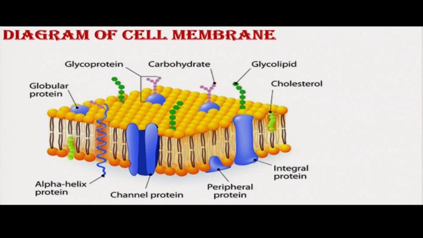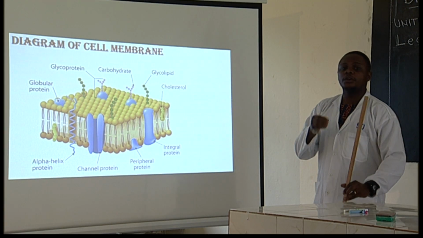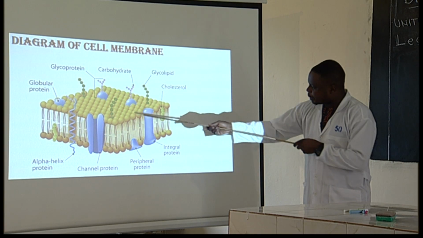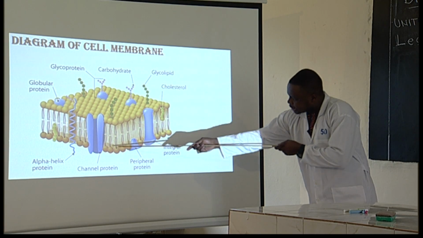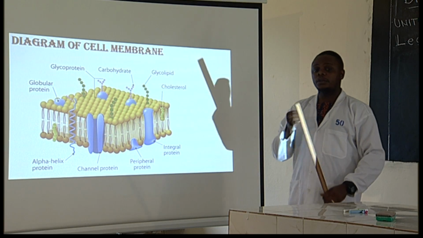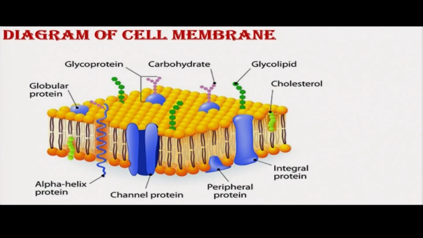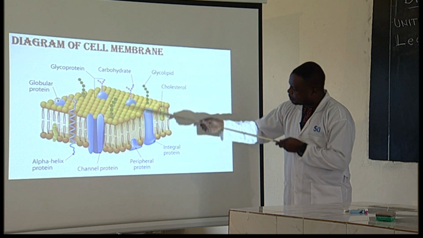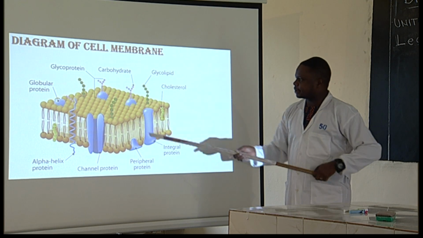Students, here we have the structure of the cell membrane. This cell membrane is a phospholipid bilayer. When you see this part up and there's another part down, that's what we call phospholipid because it is made up of phospholipids, and bilayer because it is made up of two layers. There's one layer up and another layer down.